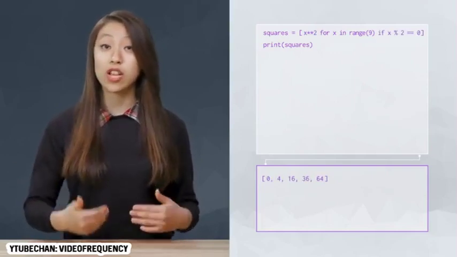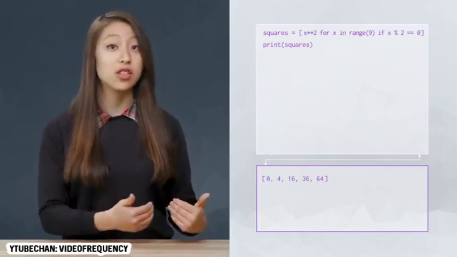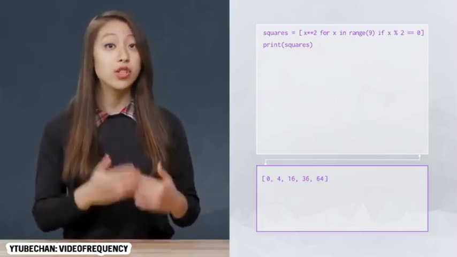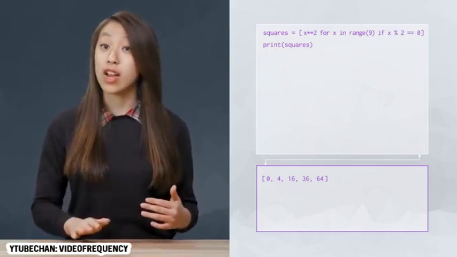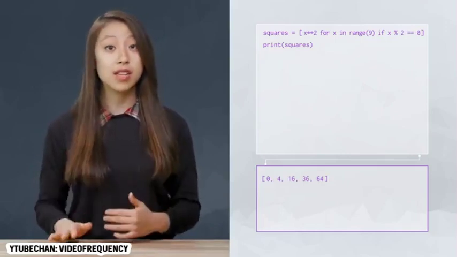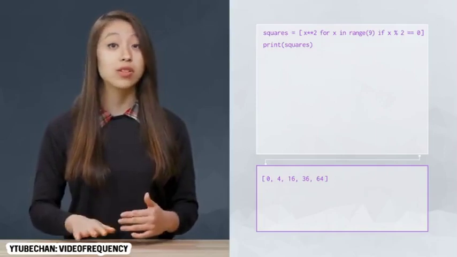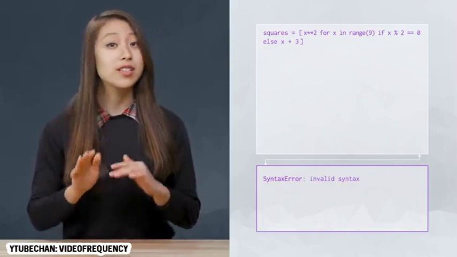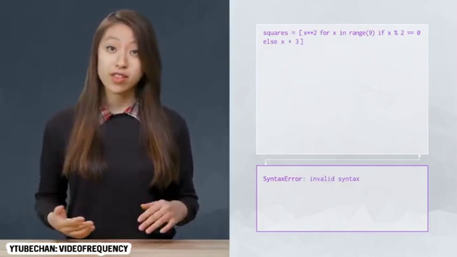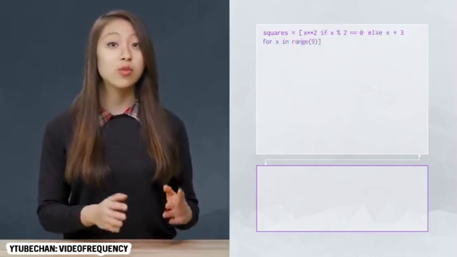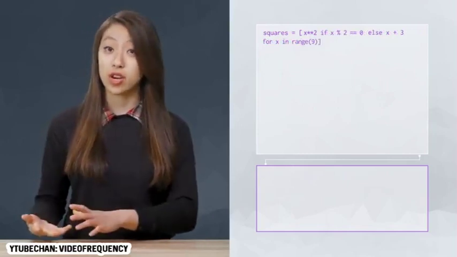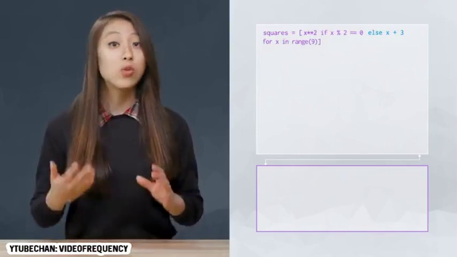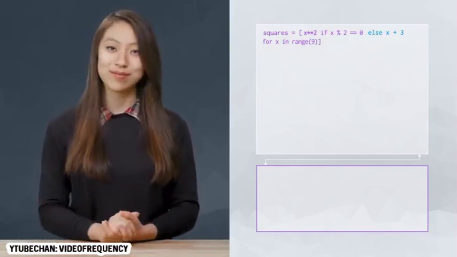After the iterable, you can use the if keyword to check a condition in each iteration. In this example, x to the power of 2 is only evaluated if x is even. This gives us a list only including squares of even numbers. If you want to add an else, you will get a syntax error doing this. If you would like to add else, you have to move the conditionals to the beginning of the list comprehension, right after the expression like this. Details on why this is the case are in the notes below.